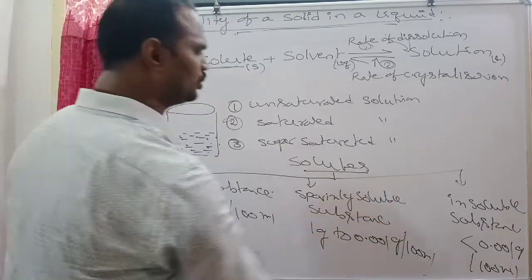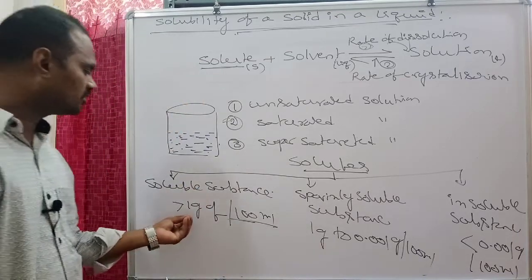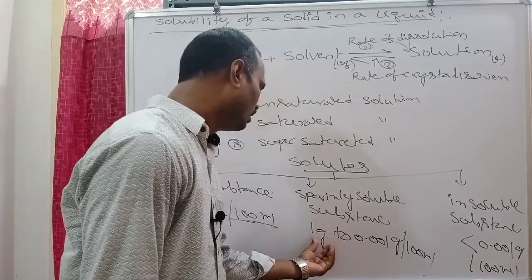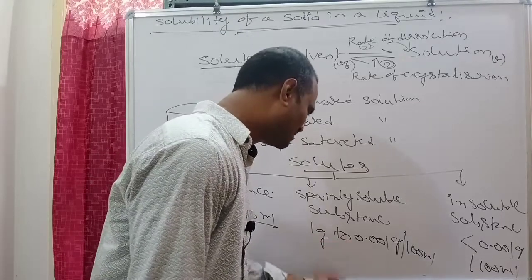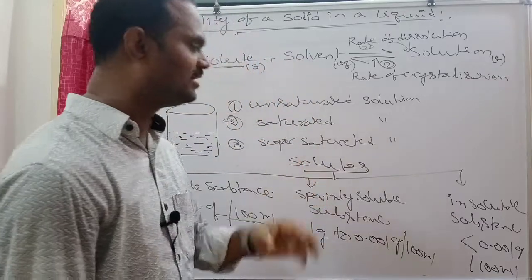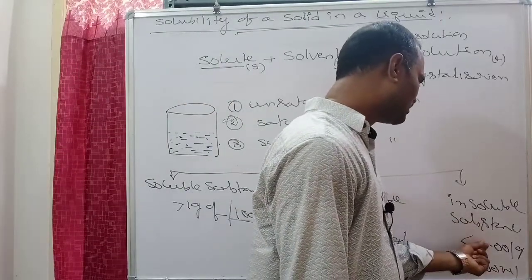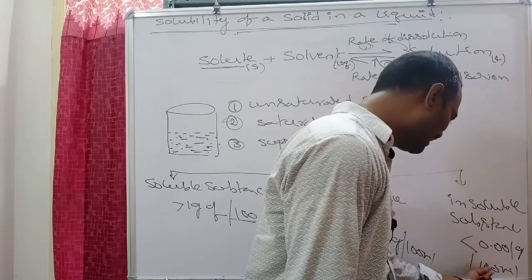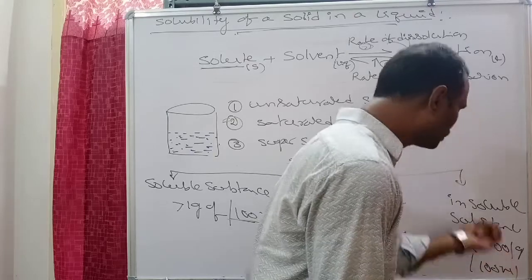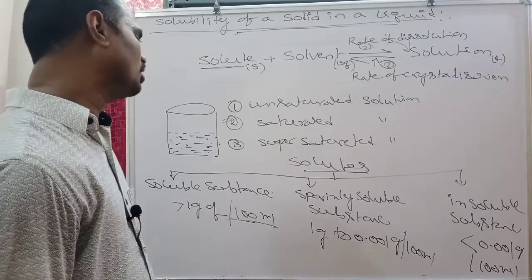In all these three, to define the quantity of solvent, how much did I take? 100 ml. In 100 ml, if more than 1 gram of solute dissolves, that is a soluble substance. In 100 ml, if less than 1 gram but more than 0.001 gram of solute dissolves, that is a sparingly, or less, soluble substance. Insoluble: if less than 0.001 gram of solute dissolves in 100 ml of solvent, that we call an insoluble substance.